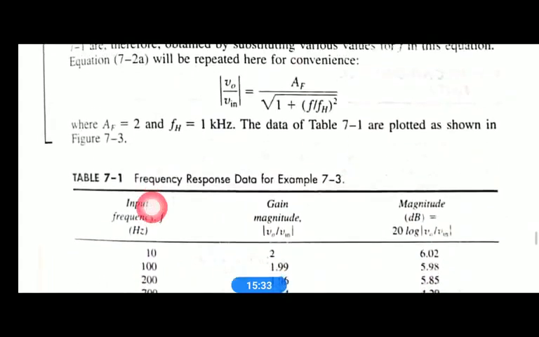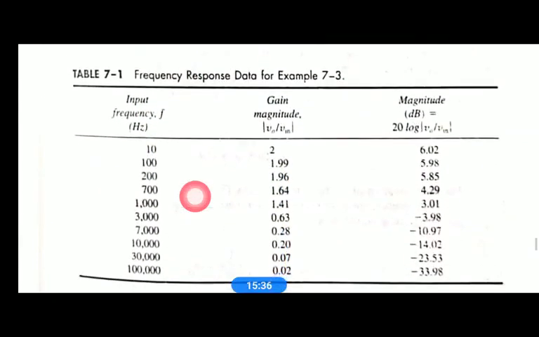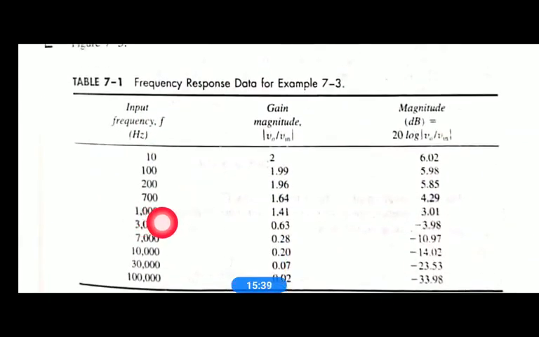So see, when f is equal to fH, that is 1000, meaning 1 kilohertz, you will get a gain of 1.41 and the gain in dB is 3.01. For the cutoff frequency of 1 kilohertz, the gain in dB is approximately 3, and for 10 Hz you get approximately 6. Therefore at the cutoff frequency, we can say the gain is 3 dB down, from 6 to 3.